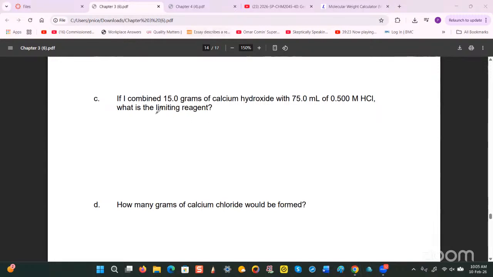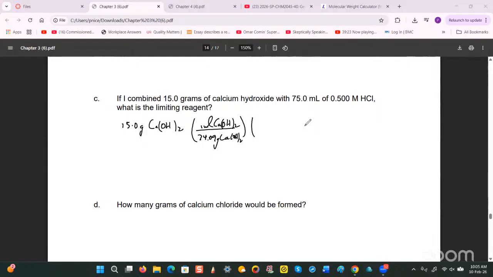What I would do is start off with the 15.0 grams of the calcium hydroxide, and I will convert that to moles like we did before. So 1 mole of calcium hydroxide over 74.09 grams of the same.